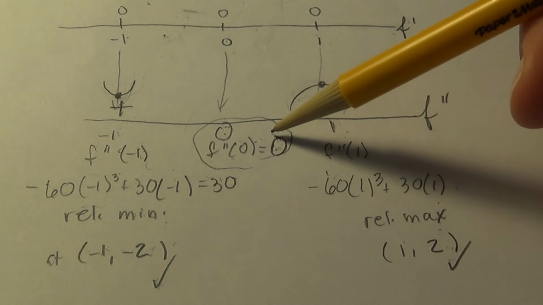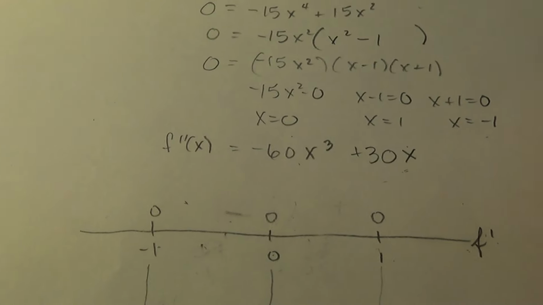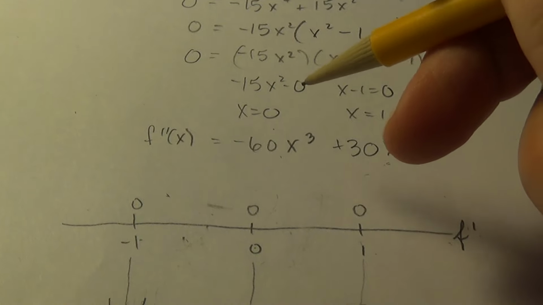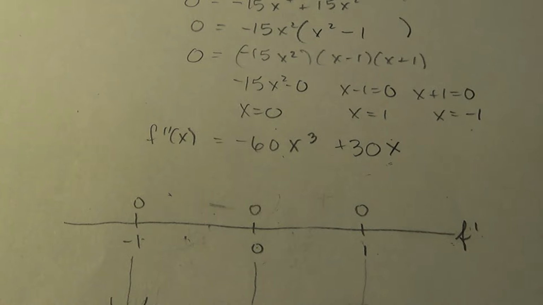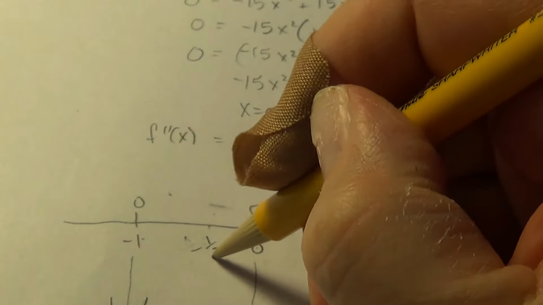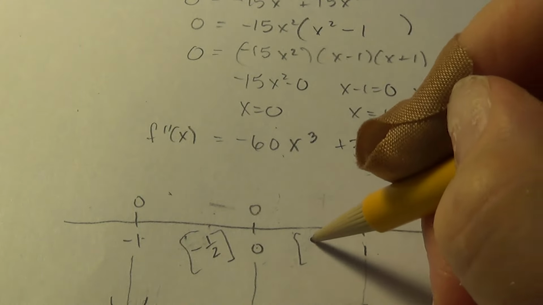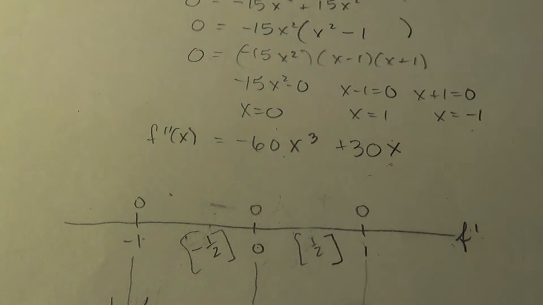We're not sure what's going on here, so we have to go back to the first derivative test. At the first derivative test, we're going to look to the left and to the right. So I used my calculator to help me plug in negative 1/2 for the test point on this side and positive 1/2 for the test point on that side, as we do on first derivatives.